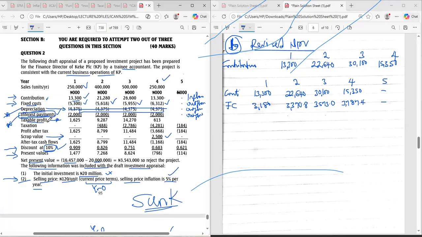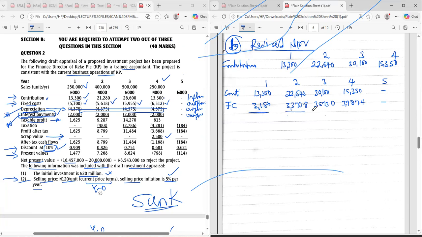So we are now at our taxable profit. But this time we are going to call it what? Cash flow. We cannot call it profit again because we did not put depreciation. So we'll call it taxable cash flow. So give me the figure. Whether you are adding or subtracting, you are seeing contribution, you are seeing fixed cost. What do you do? You are seeing contribution, which is an income. You are seeing fixed cost, which is an expense. Give me the figure, please.